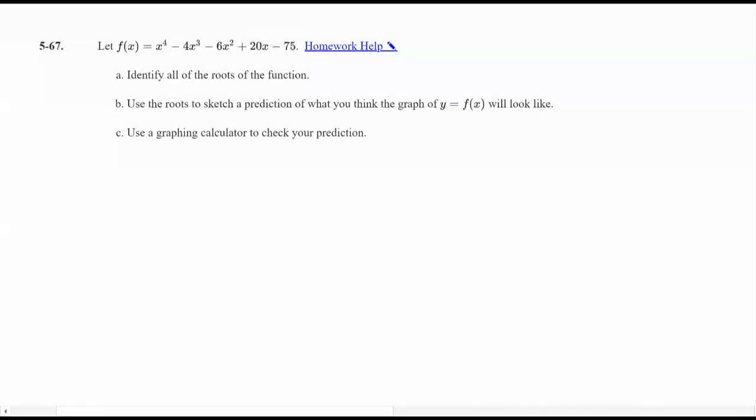Here we're given a function and we are asked to identify all the roots. Because I can't factor that with anything simple, I'm going to use the rational root theorem to find all the possible rational roots. So 1, 3, 5, 15, 25, and 75 are all the factors of 75 over 1, which I'm just going to leave as those.